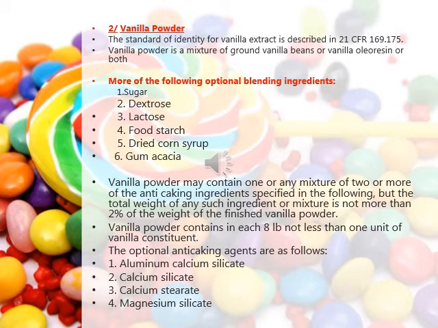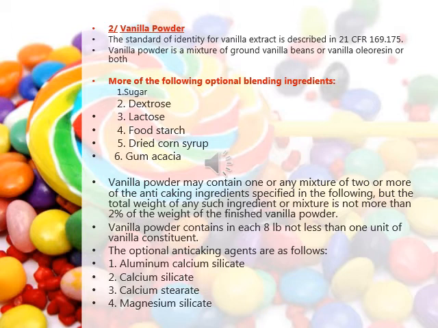Number 2, vanilla powder. The standard of identity for vanilla powder is described in 21 CFR 169.175. Vanilla powder is a mixture of ground vanilla beans or vanilla oleoresin or both. One or more of the following optional blending ingredients are used: number 1, sugar. 2, dextrose. 3, lactose. 4, food starch. 5, dried corn syrup. And 6, gum acacia.